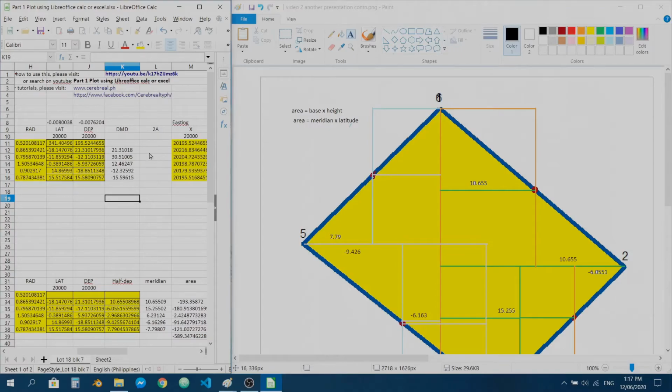Then we multiply them again, the DMD by the latitude. Necessarily, since this is double meridian, the resulting area will be twice that when we computed for the meridian and then multiplied it by the latitude. So let's check that it is correct. Let's sum this up.